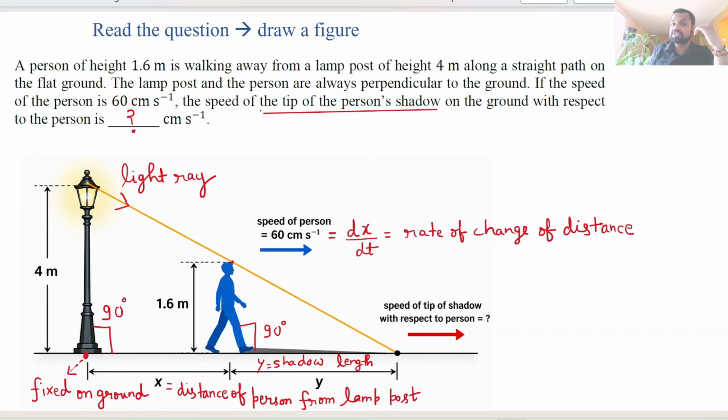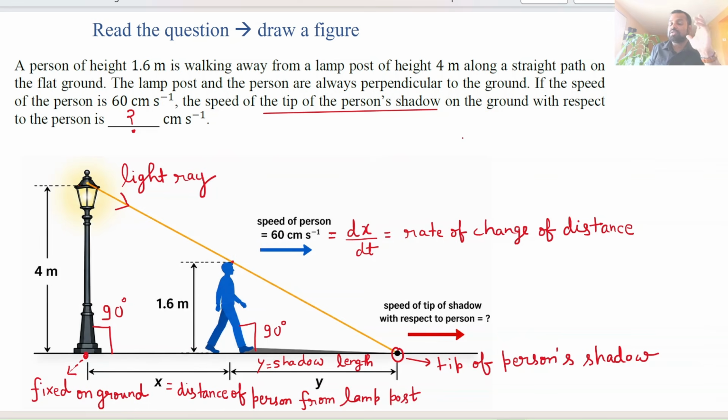So the question is saying the speed of the tip of the person's shadow. So this point here is the tip of the person's shadow, right? See, the figure was not given. You have to imagine what is happening and you have to draw a figure accordingly, right? So now, tip of the person's shadow, right?